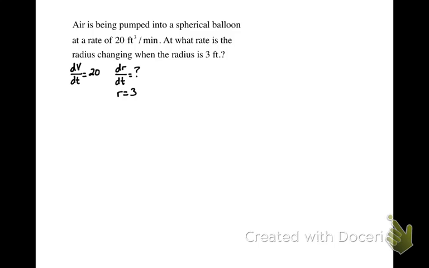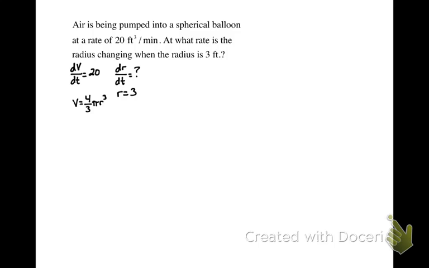Right? The volume equals 4/3 pi r cubed. Right? That's the volume for the radius of a sphere. That's the relationship between V and r. But I need to somehow get dr/dt, or the rate of change of the radius, in here. And that's going to come from using implicit differentiation.